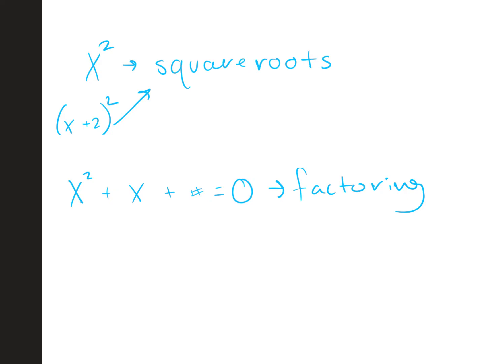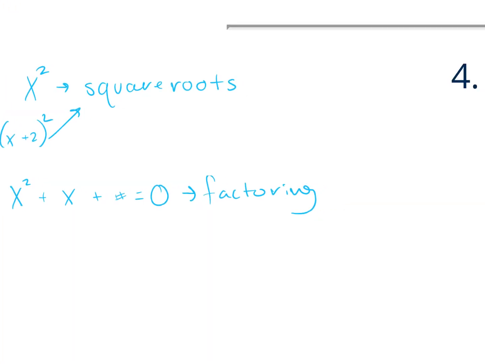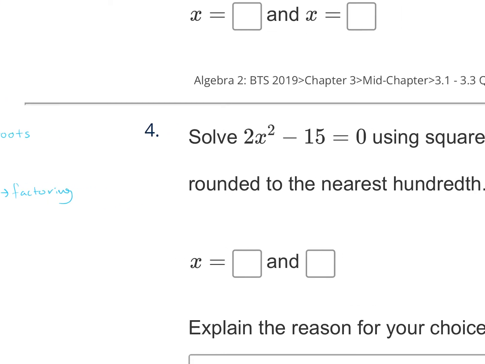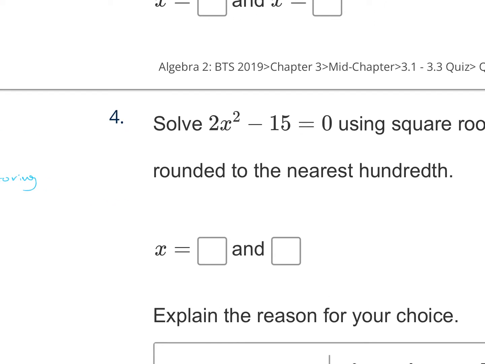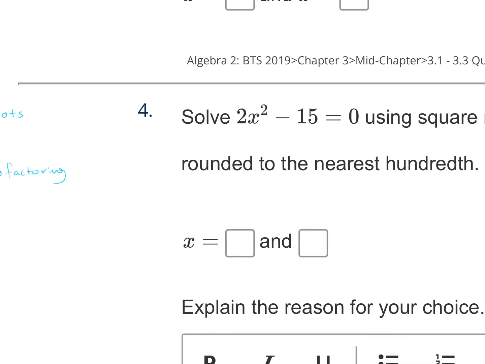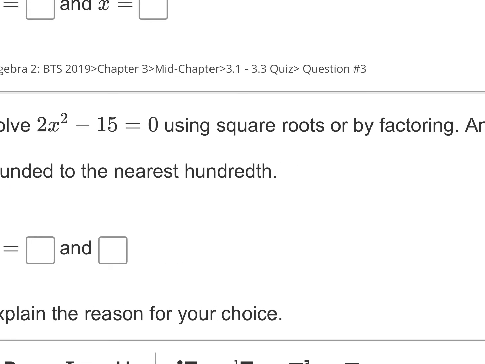It'll be like x squared plus x plus some number. So just like a general example. So it has to have an x squared term and an x if we're going to factor. So for number 4, would I solve using square roots or factoring? Square roots, because I don't have an x term. I just have an x squared.